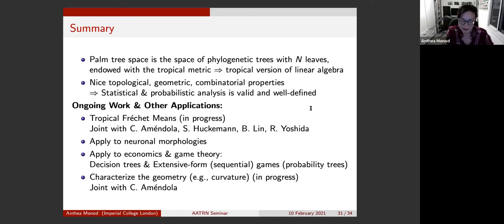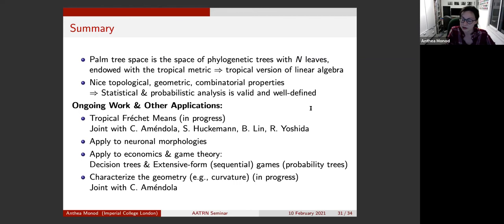There are lots of things that I'm very interested in and very excited by that I'm working on as well. One is explicitly computing these tropical Fréchet means and studying them, quantifying the stickiness and comparing it to the BHV tree space. This is something that I'm currently working on with my collaborators, Carlos Amendola, Stefan Hosten, Bo Lin, and Ruriko Yoshida.